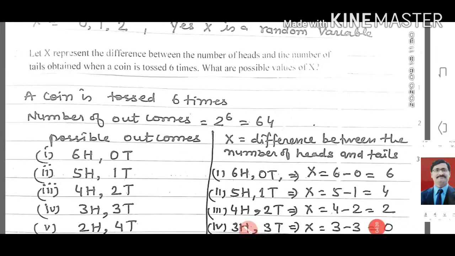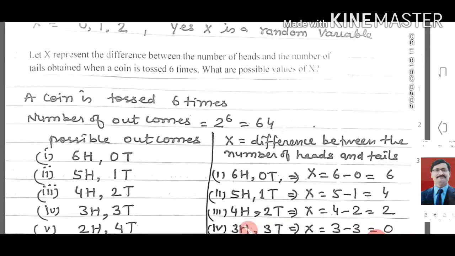Capital X represents the difference between the number of heads and the number of tails obtained when a coin is tossed 6 times. What are the possible values of capital X that you have to find out? A coin is tossed, how many times? 6 times we tossed this coin. So the number of outcomes will be 2 to the power 6, meaning 64. We will have 64 outcomes. So we cannot write all 64 outcomes, so we will use a shortcut method.